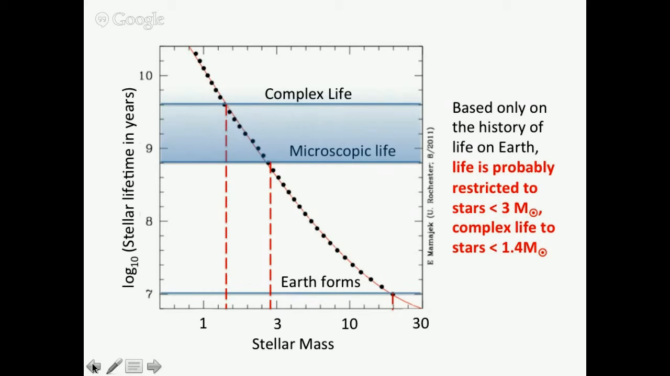And again, here's the sun, which has a lifetime of about 10 billion years, right? And here are the different important time scales for life on Earth. About 10 million years after the sun formed is when the Earth formed, so you need at least that much time to actually make planets in the first place. Microscopic life, we think, started maybe somewhere around 500 or 600 million years, actually pretty quick, considering we've been around for 4.5 billion years, but still a long time period.